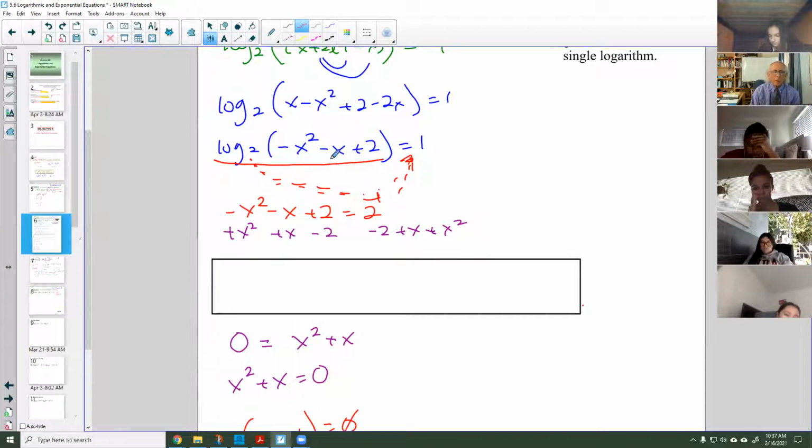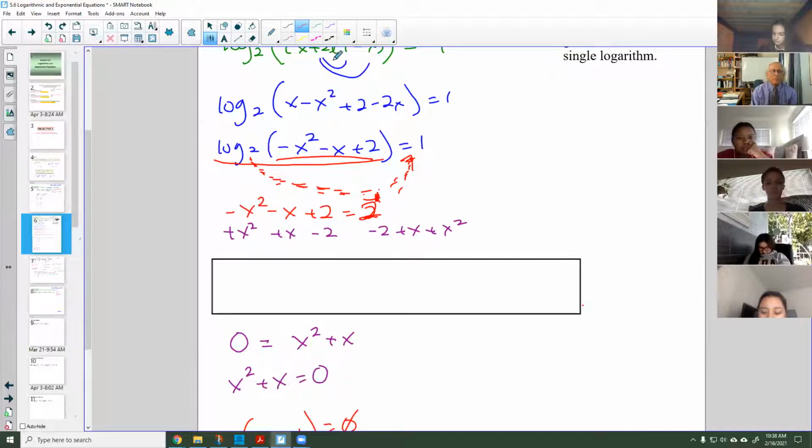Yes. Okay, so I changed this from logarithmic form into exponential form. So I moved my base 2 over to this side right here. So I got 2 to the first power on that side. Are you good with that? Yes. And then that left my argument without the logarithm now, since I changed it to exponential form. So it's -x squared minus x plus 2. Are you good with that?